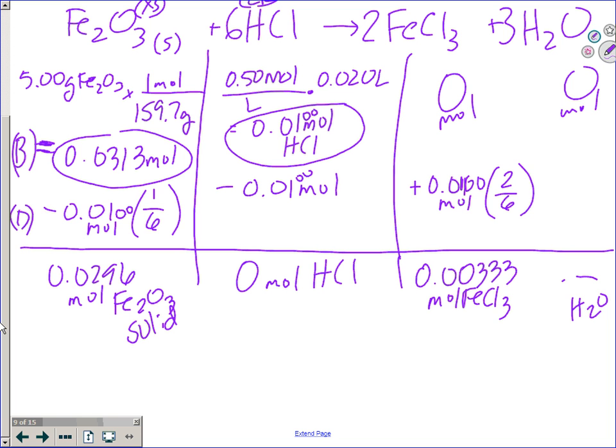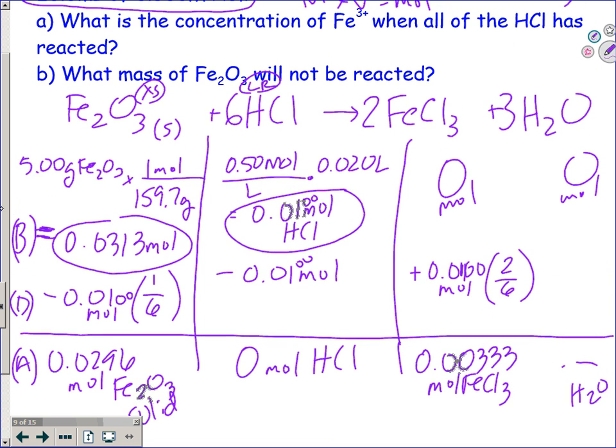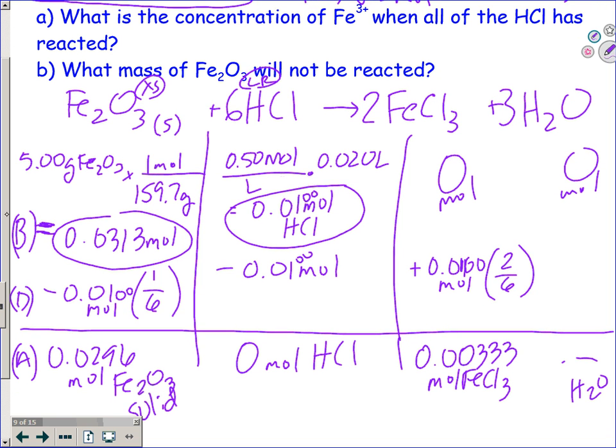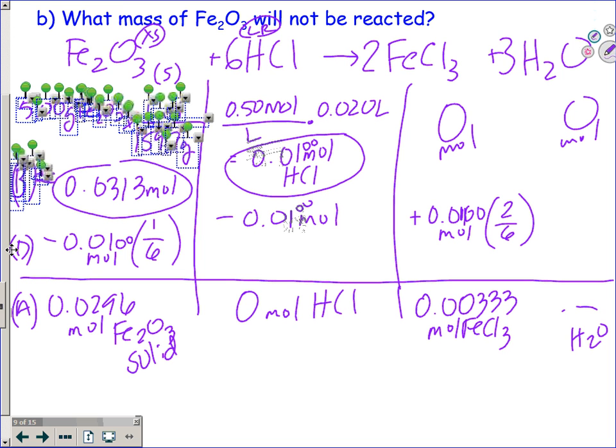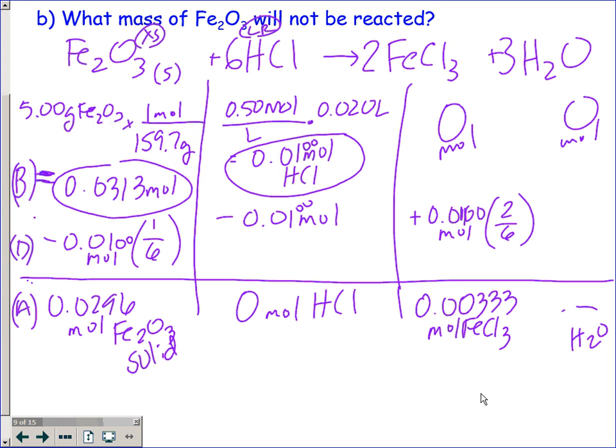Alright, you guys getting a little bit better at these? Get a little faster at these? Once you practice them more, you're doing good. And that's on our test because we did it with ion concentrations and now with titrations. Okay. What was this question? We need to find the concentration of iron 3 left over, the concentration of Fe3 plus when all the HCl is reacted, and the mass of iron 3 oxide not reacted. You guys can do that, and then we'll check.